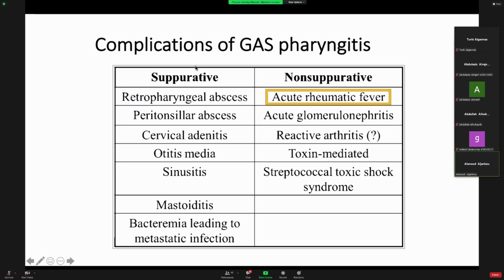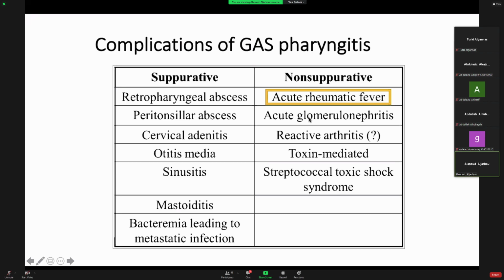So these are the complications. As we mentioned, we have suppurative and non-suppurative. For suppurative, as I mentioned, retropharyngeal and peritonsillar abscess, otitis media, sinusitis, and mastoiditis can complicate group A strep pharyngitis. Non-suppurative, we can have acute rheumatic fever and acute glomerulonephritis. Some have reactive arthritis. Also toxic shock syndrome, as we mentioned earlier, with superimposed infection. Some have mentioned neurological complications of group A strep, mainly behavioral problems, but it's not common.